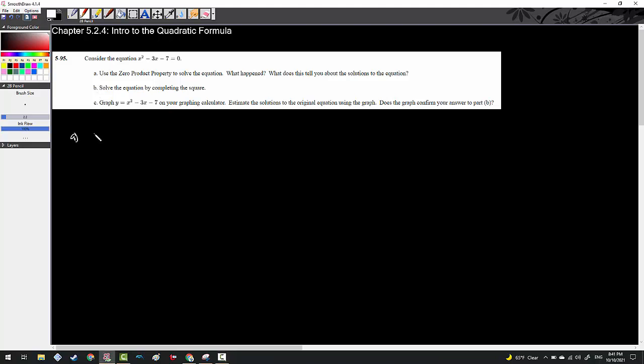Well, first off, x squared minus 3x minus 7 is equal to 0. Remember, guys, the zero product property says that we would factor and set something equal to 0, and then we would set the individual parts equal to 0. But as we're quickly starting to notice, this quadratic is not factorable. So what does that tell us about the solutions to the equation?